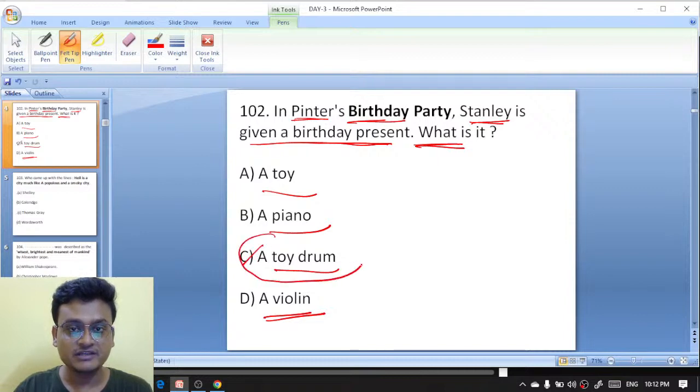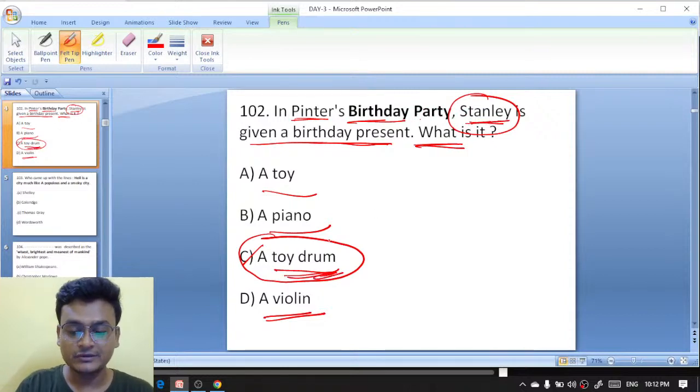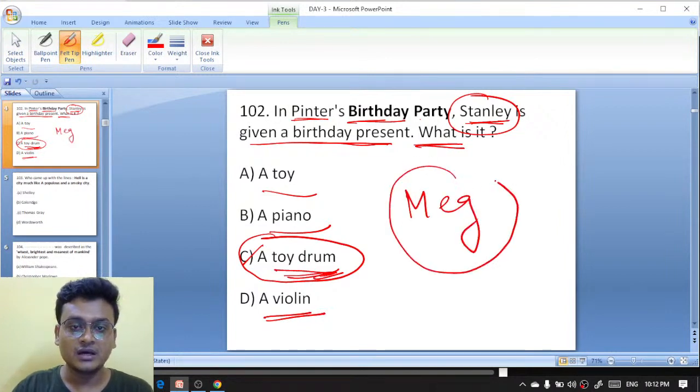So it was given to Stanley. And whose birthday is it? It is Stanley's birthday. Stanley Weber. In The Birthday Party, the title character is Stanley. It was given by Meg, the character Meg, M-E-G. Meg gave the present, the gift to Stanley, and that gift was a toy drum. It was not a piano, it was a toy drum. Toy drum दिया था, ठीक है?